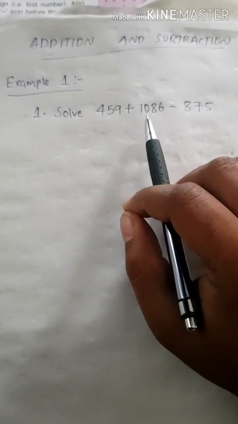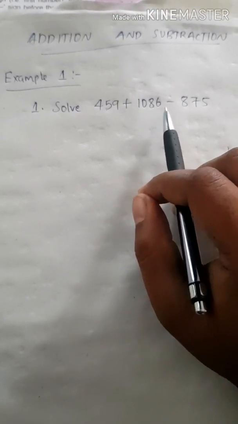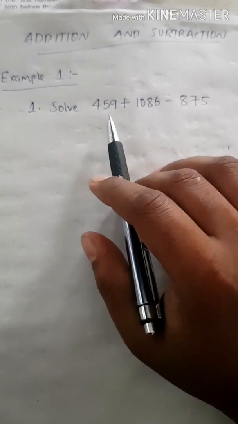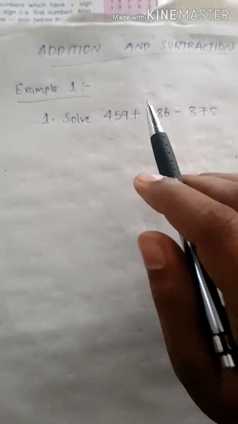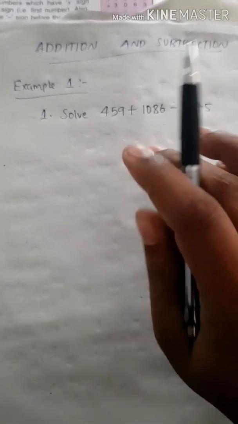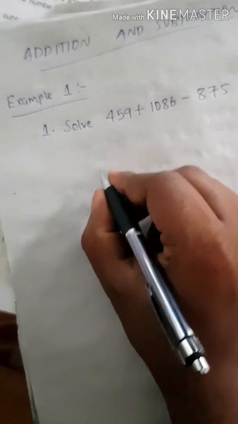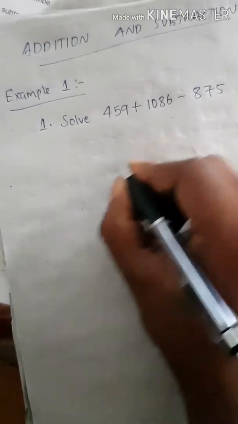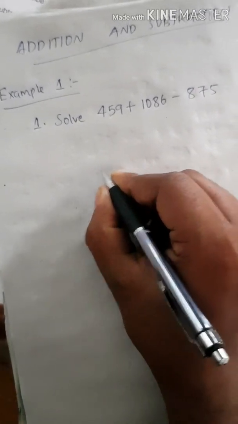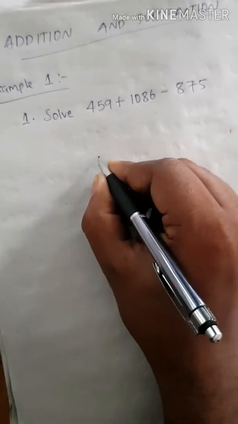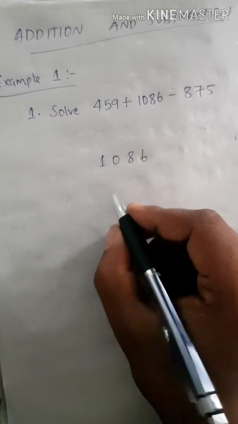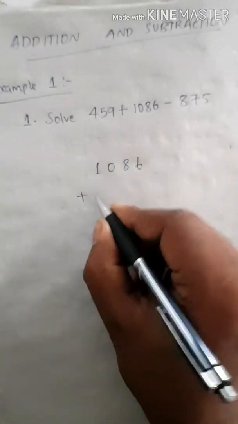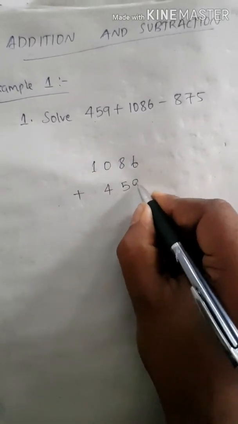459 and 1086. Here two positive numbers are there. So you should solve the positive numbers first. Means you should solve the positive numbers first. Okay, let us solve the positive numbers first. 1086 plus 459.